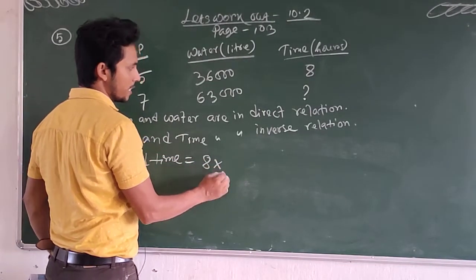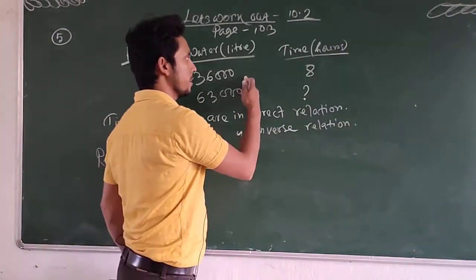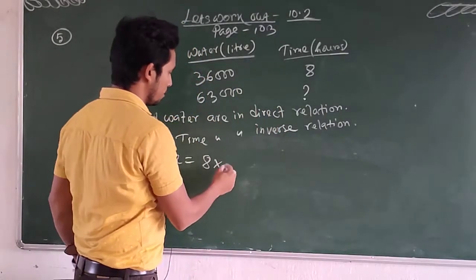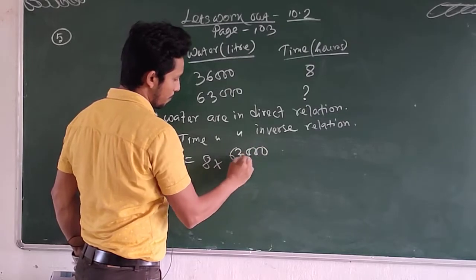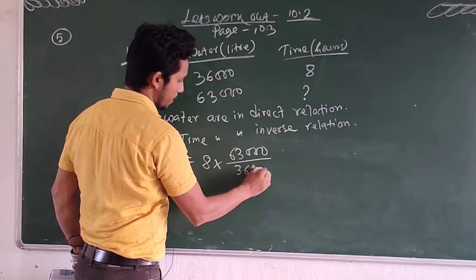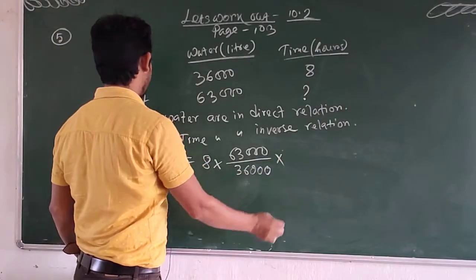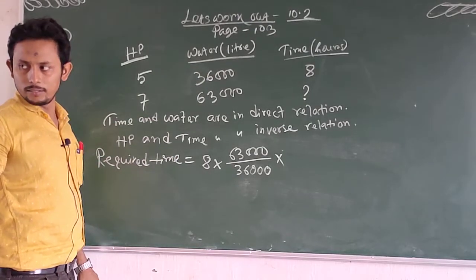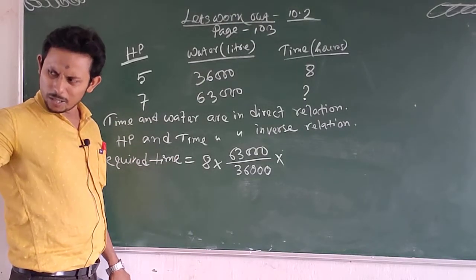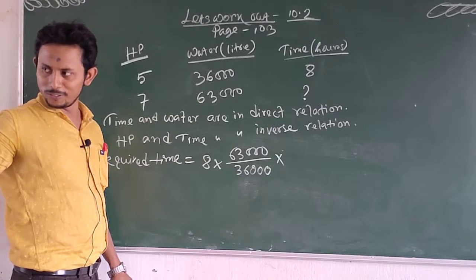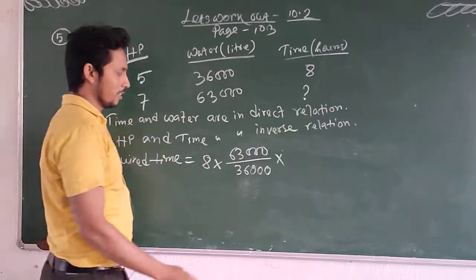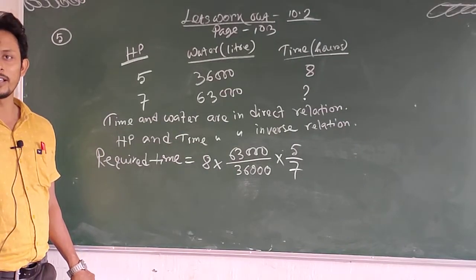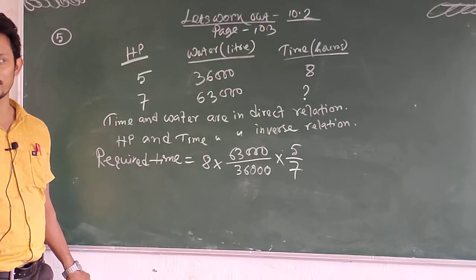8 multiplied. Here, water and time are in direct relation, that means it will interchange. 63,000 will be up and 36,000 will be down, multiplied. Here HP and time are in inverse relation, right? Yes or no? Are you having any problem? No problem. Understood? Clear? After a few days I will take an exam, then I will check who has understood and who hasn't.